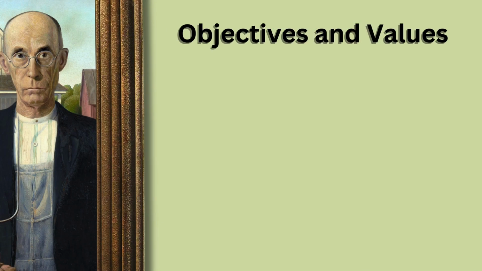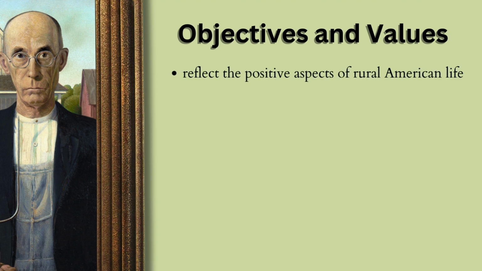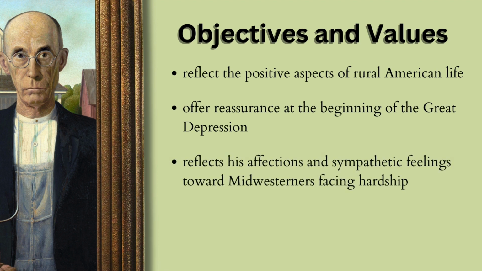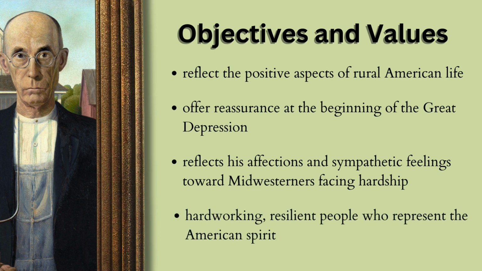Overall, Wood's objective for the American Gothic was to reflect the positive aspects of rural American life, hoping to give reassurance for the troubling times ahead during the Great Depression. Grant Wood's fond memories of his childhood farm life resulted in his affections and sympathy for rural Americans during the Great Depression. Hence why Wood wanted to create this piece to showcase the hard-working, resilient people who represented true American spirit.